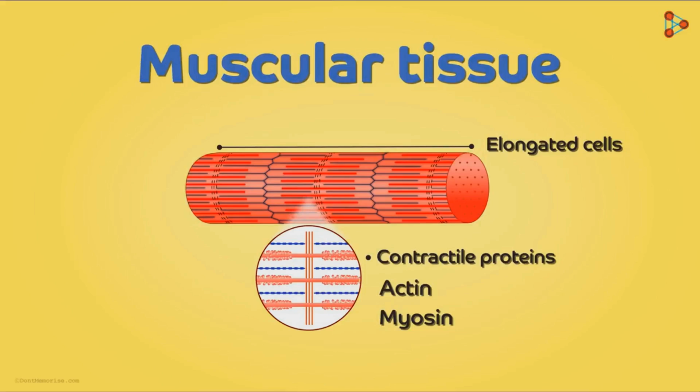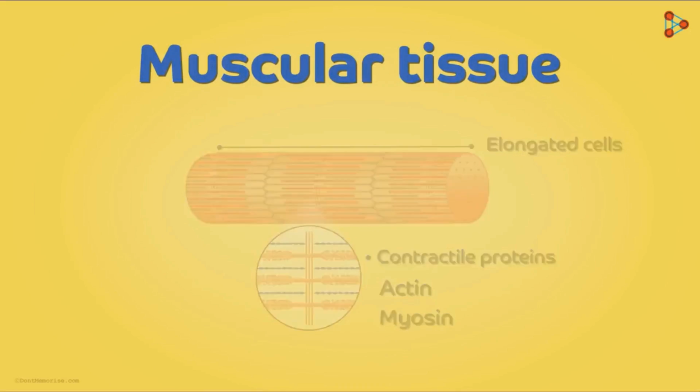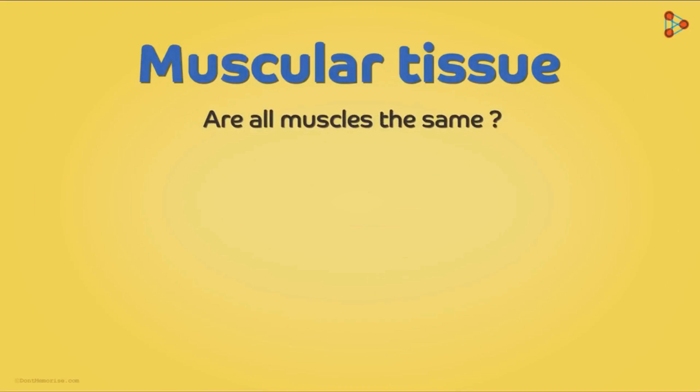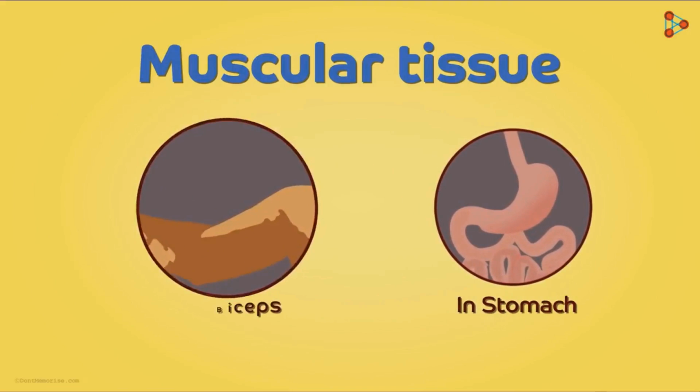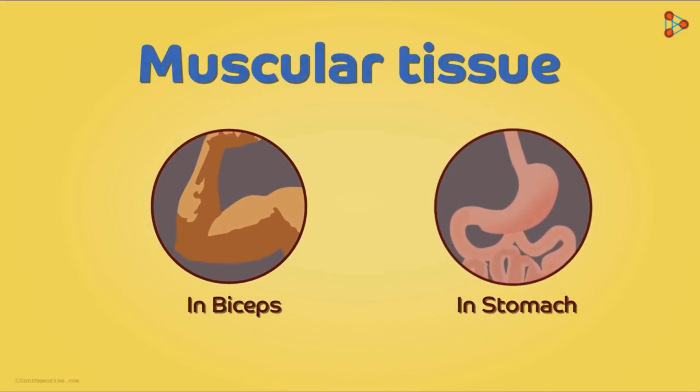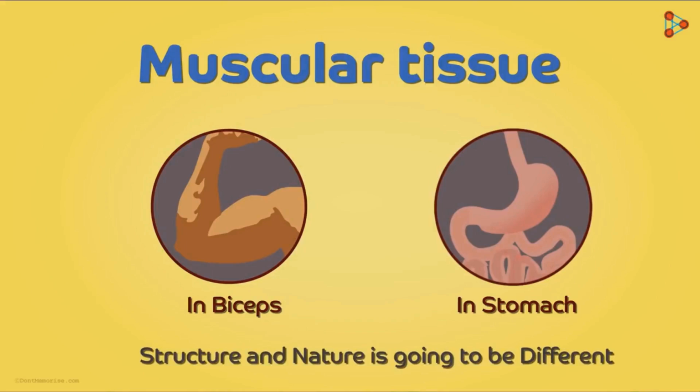to do the same. With this, does this mean that the tissue will not have types? Because all muscles are the same, right? Well, actually not. Muscles come in various types depending on their functions. So are we trying to say that muscles in our stomach are different from those in our biceps? Of course they are. The fact that both serve different functions itself suggests that their structure and nature is going to be different. So what are the various types of muscular tissue?